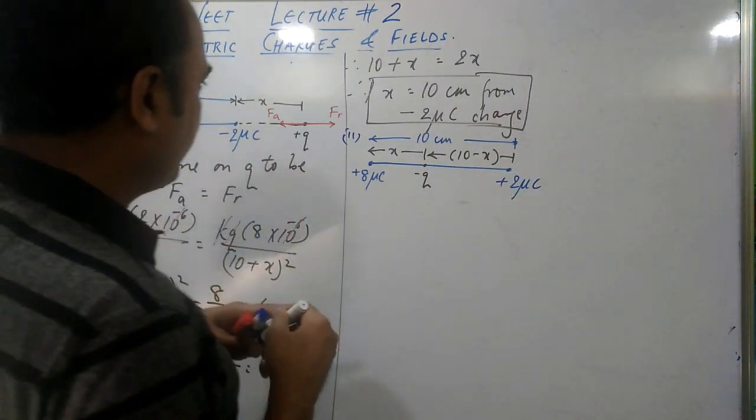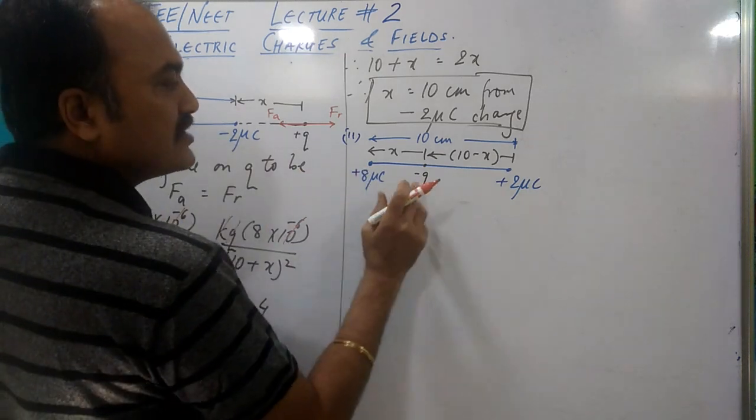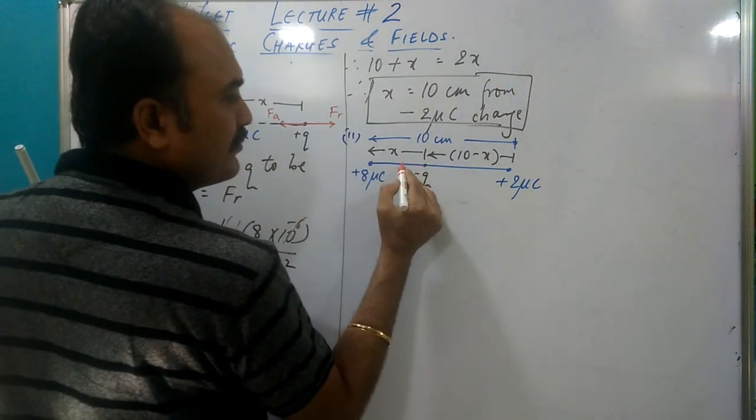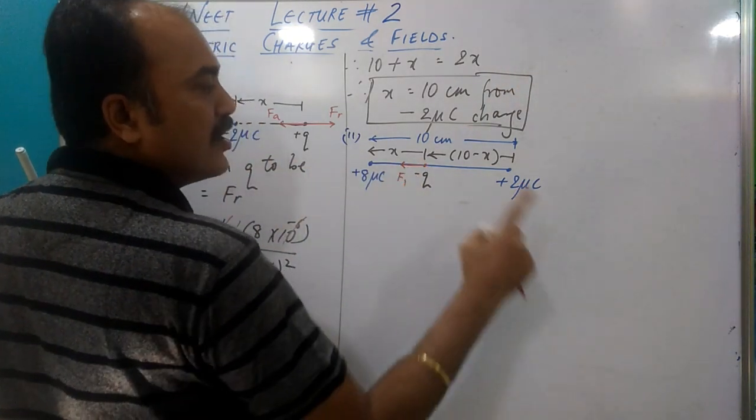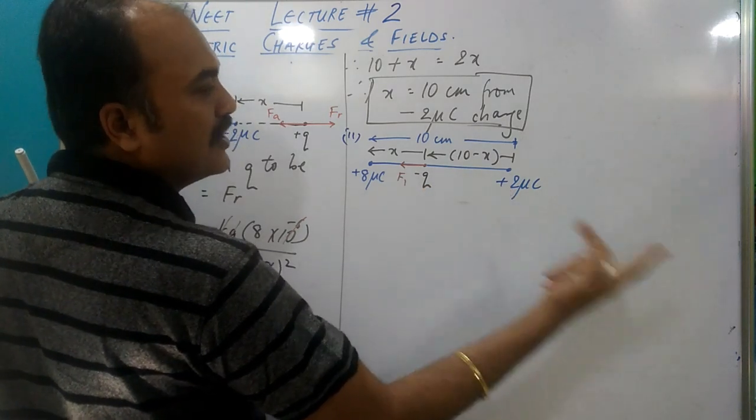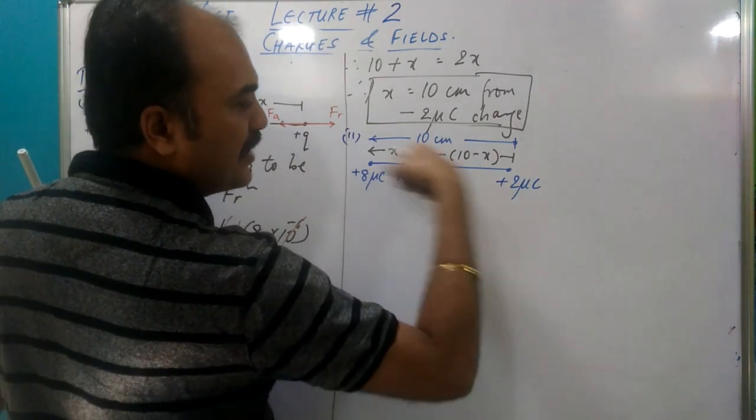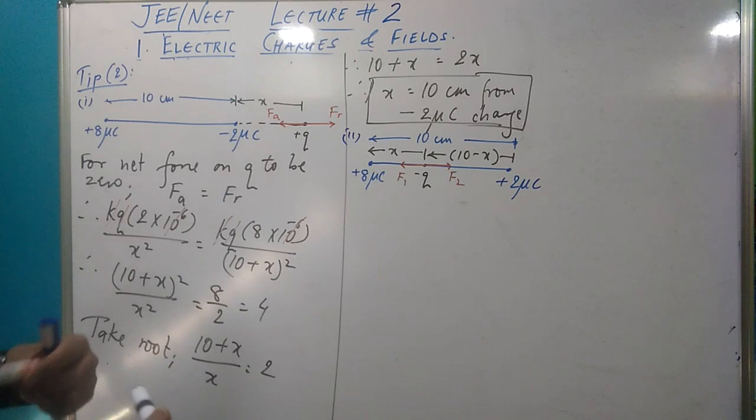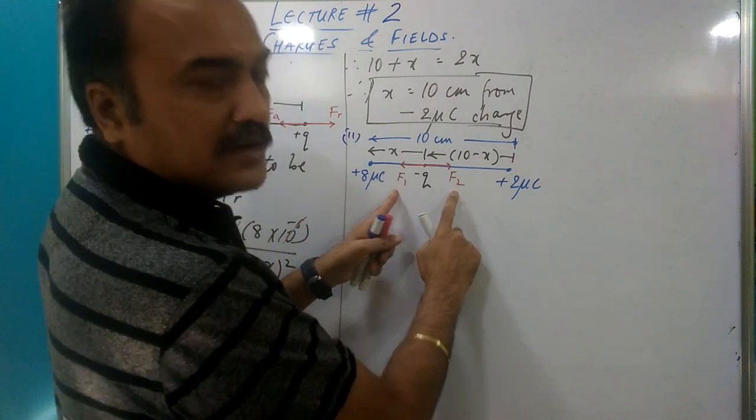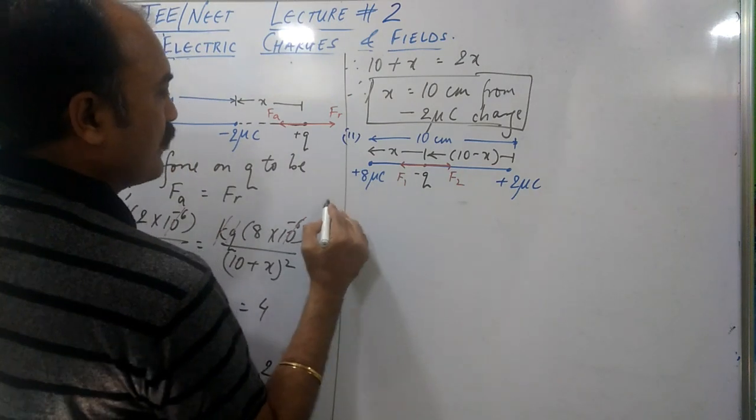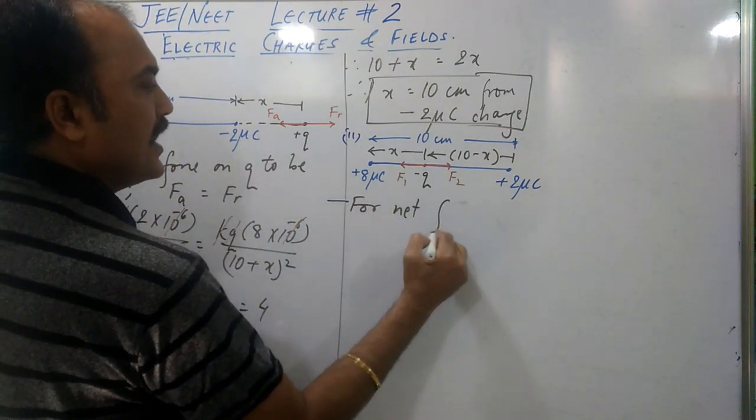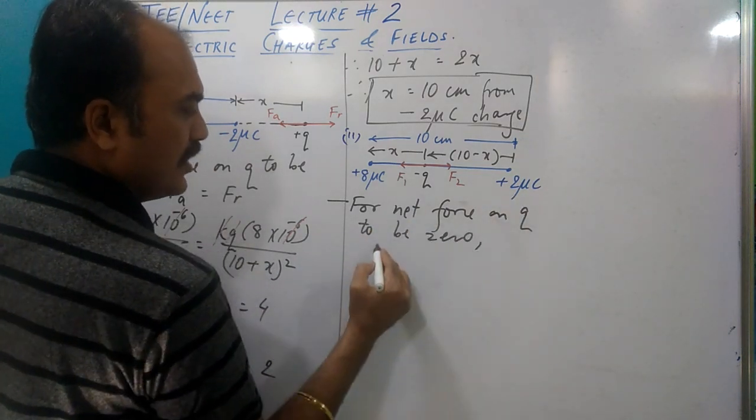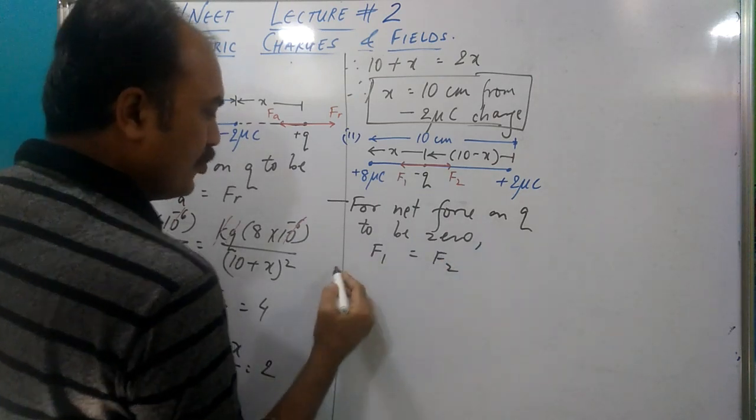And now look at the forces. What is the force on minus Q due to plus 8? You agree plus 8 will attract minus Q to itself. So I'll call this F1. What is the force on minus Q due to plus 2? Again attraction. So plus 2 will attract minus Q to itself. This is F2. Again the same idea. For net force, these are two forces opposite. For net to be 0, they have to be equal. So for net force on Q to be 0, F1 has to be equal to F2.